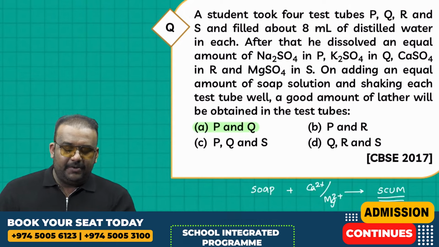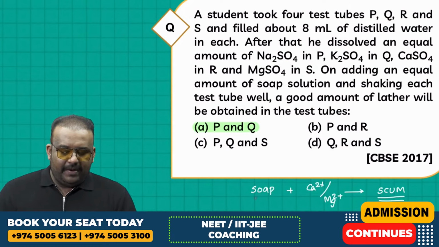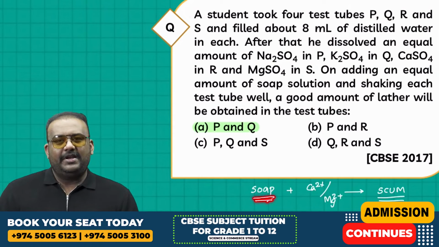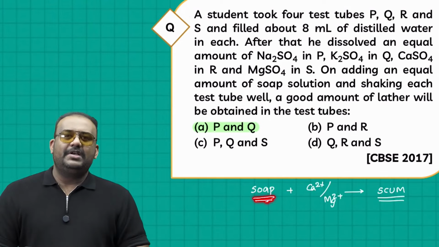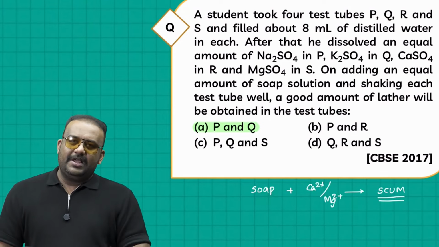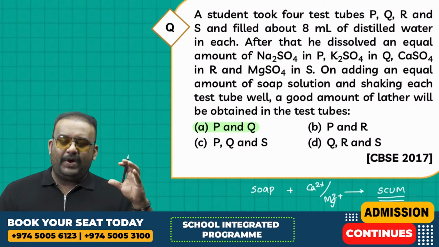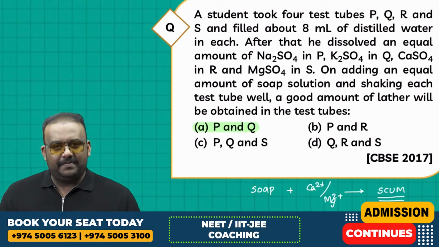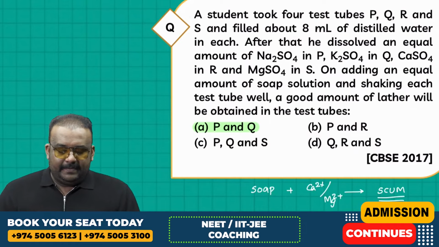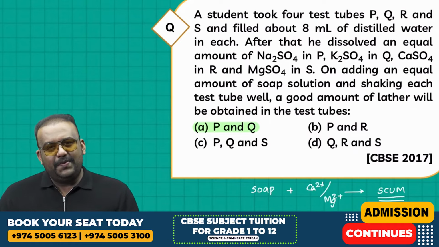So this is one of the most frequently asked questions. Soap molecules are ineffective in hard water because they react with the ions like calcium and magnesium present in hard water to form a white colored precipitate called scum. Right. So let's move on to the next question.